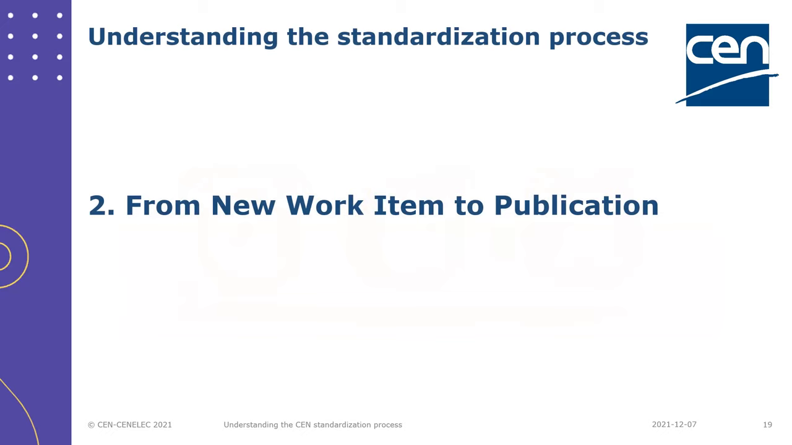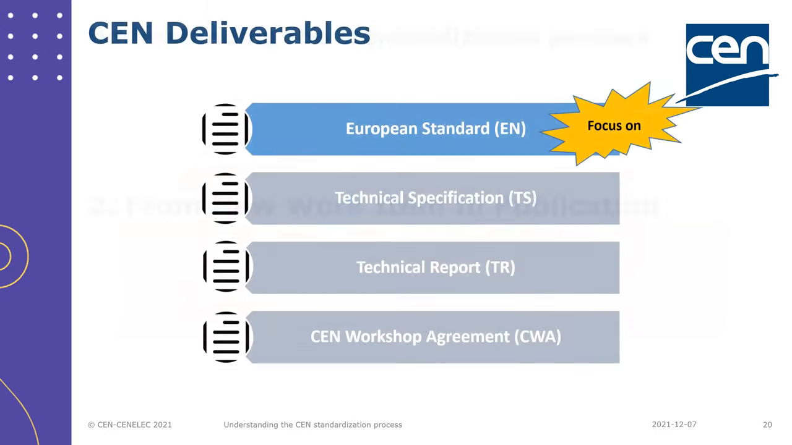The second part of this presentation is about the procedures for developing a standard, from the moment that the new work item is created until the moment the standard is published. There are four types of CEN deliverables: European standards, technical specifications, technical reports, and CEN workshop agreements, also known as CWA. The first three deliverables are developed by the technical bodies, while the CEN workshop agreements are developed in a workshop. The focus of this presentation will be on European standards, which are the prime deliverable of CEN.